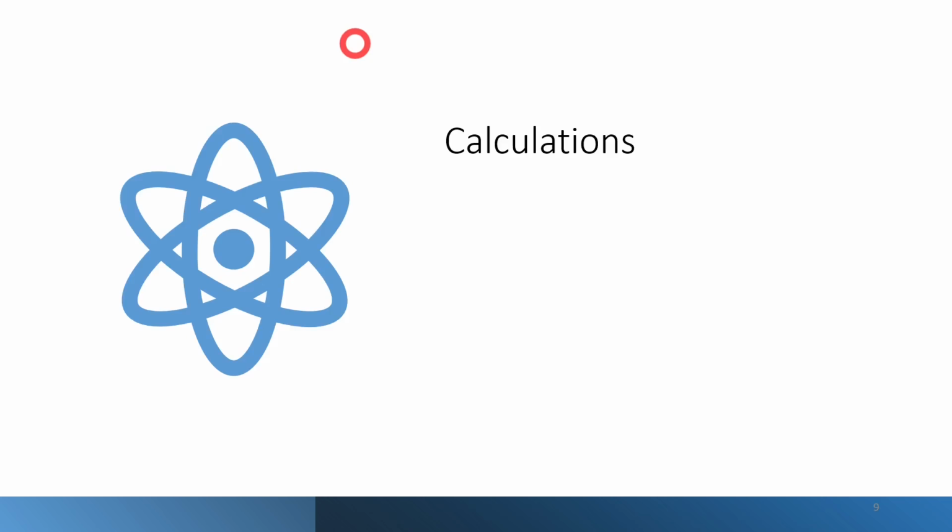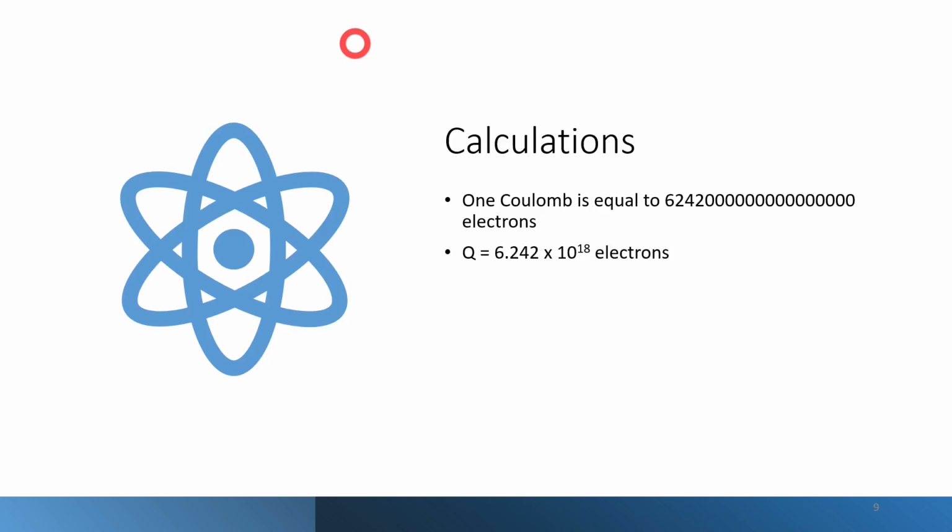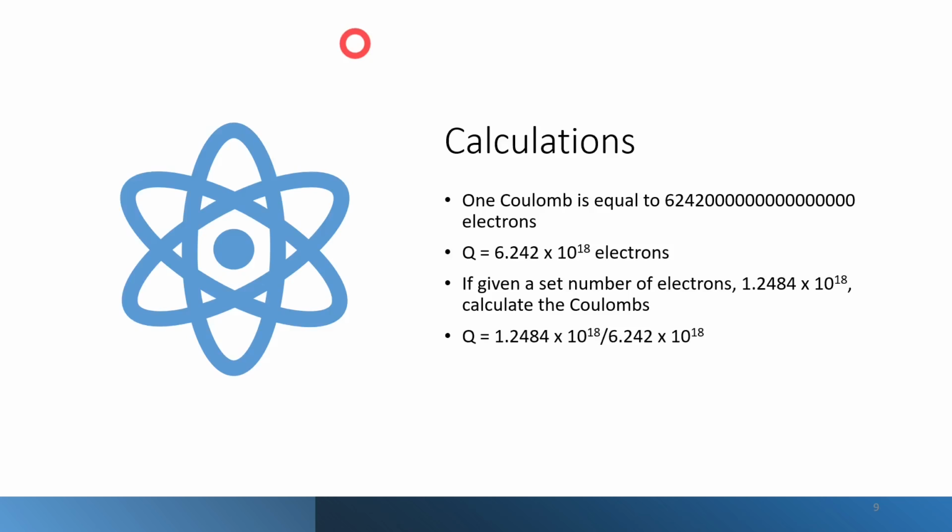Okay, let's get into some calculations here. So if we have 1 coulomb, that equals 6.242 times 10 to the 18th power electrons. And if given a set of electrons that is not that exact quantity, so in this case, if I'm given a set of electrons of 1.2484 times 10 to the 18th, we want to calculate how many coulombs that is. Well, all we have to do is take the given quantity and divide it by the known quantity for 1 coulomb, 6.242, and that gives us just 0.2 coulombs of charge.